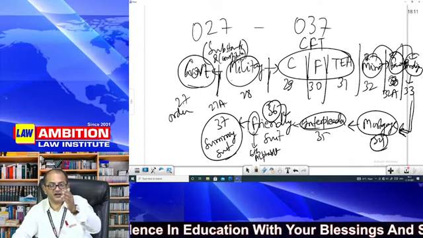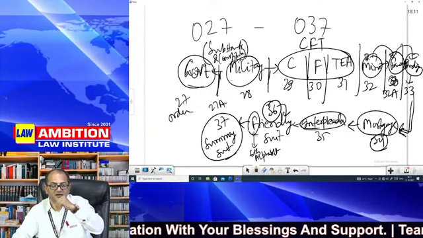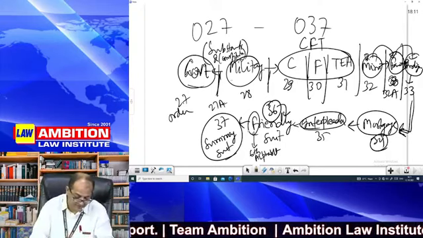Then I said charities, nuisance, something like that. Advocate General. Now, if you remember, ध्यान होगा आपको, you may be remembering that.